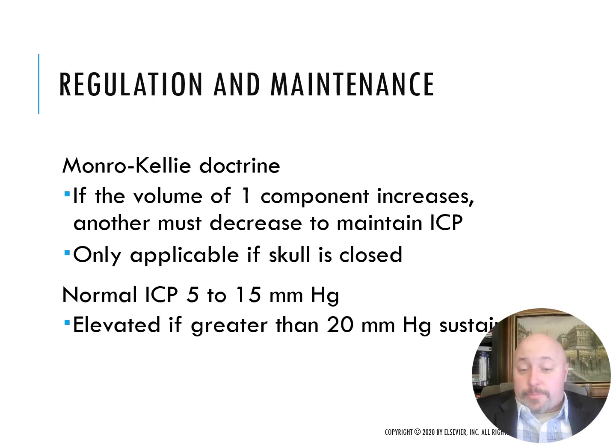Within that enclosed space of the skull, there's a lot that goes into the regulation and maintenance of balance. The Monro-Kellie doctrine states that if the volume of one component increases, another must decrease to maintain intracranial pressure, and this is only applicable if the skull is closed. A normal intracranial pressure is 5 to 15 millimeters of mercury. Elevated would be considered if it's greater than 20.